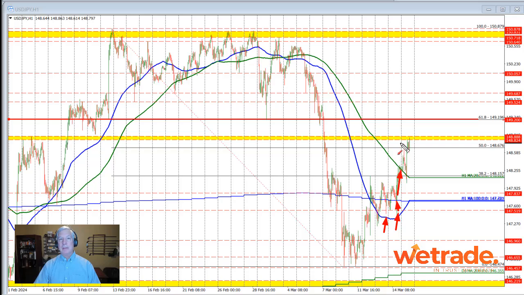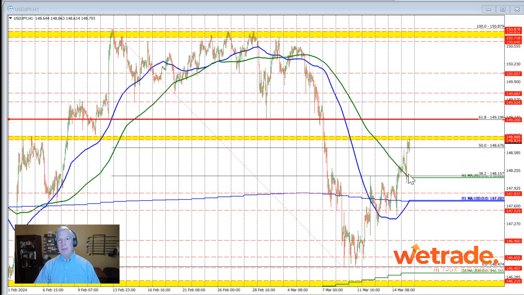And we continued that momentum to the upside until we got to the 50% retracement of the move down from this high right here to this low right here. We found willing sellers against that level, pushing the price all the way back down below the broken 38.2 and the 200-hour moving average. But that didn't last, and the price started rotating to the upside.